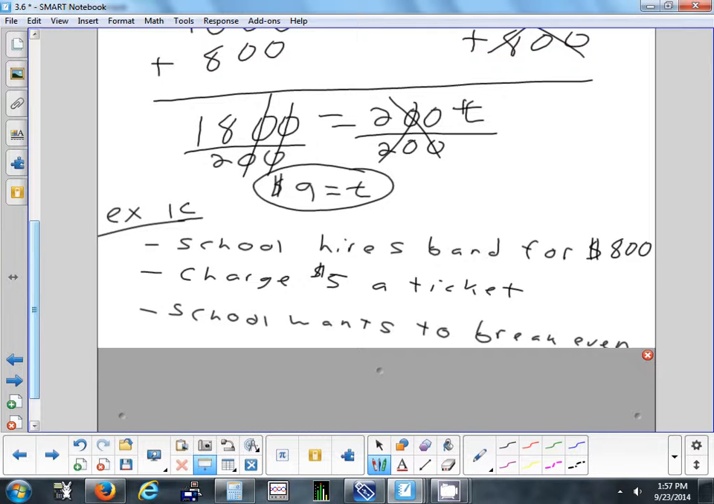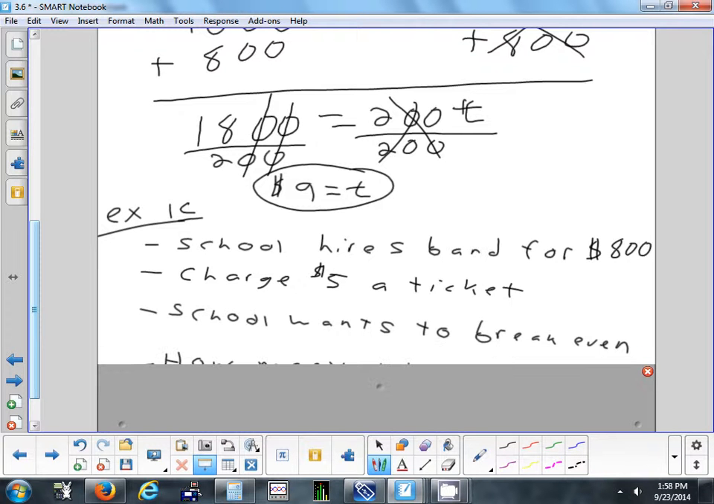Okay, this time it says the school hires a band for $800. They're going to charge $5 a ticket, and the school wants to break even. What does that mean? They don't make a profit, but they don't lose anything, so the profit would be zero. They're not saying that directly, but by saying break even, profit equals zero.